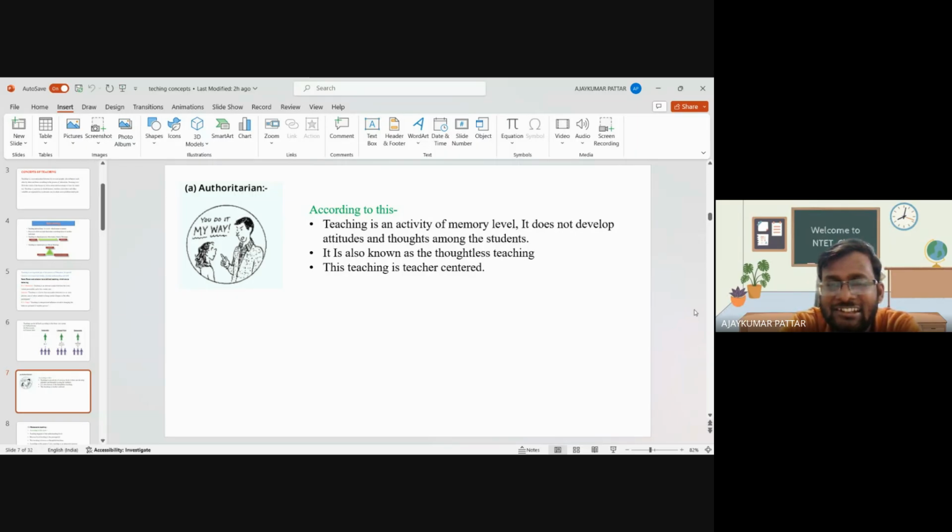Then this teaching is teacher centered. So what is the meaning of teacher centered? The entire teaching method is centered and focused on the teacher. What the teacher tells is correct. The child believes that what my teacher is telling about the subject is good, and the student will not interact. The child simply learns. It is not student centered or learner centered. The main role is the teacher's. That is, this is teacher centered.